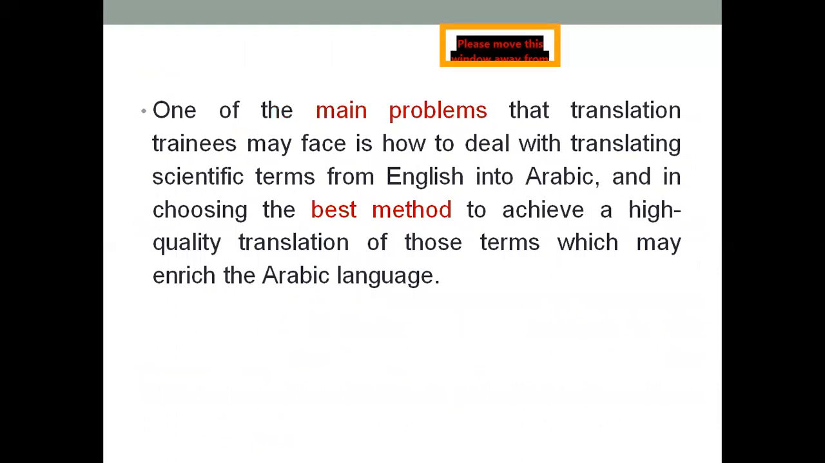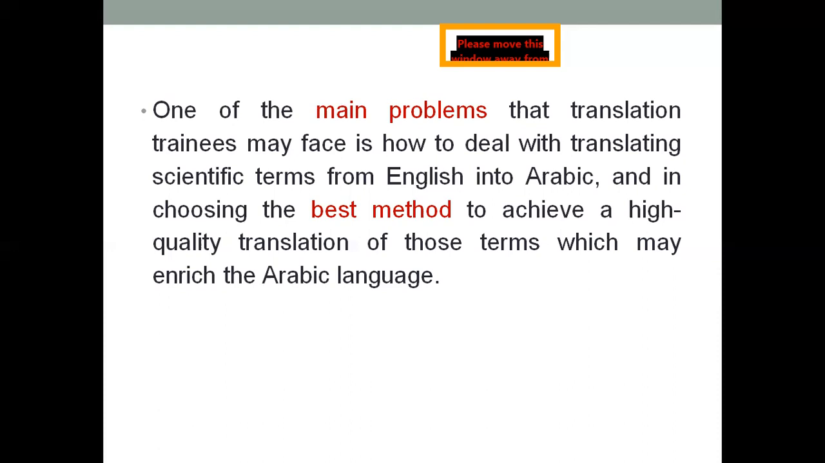Now, actually, the main problem in scientific translation is that it deals with scientific terms, and these scientific terms may not exist in the target text. For example, at the beginning of the invention of the mobile phone, the mobile phone as a technical device did not exist in the Arabic language. So how can we, as translators, deal with rendering this device?